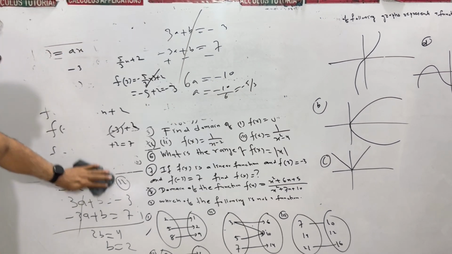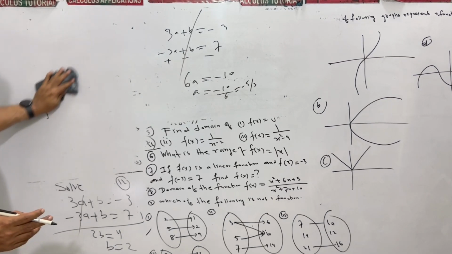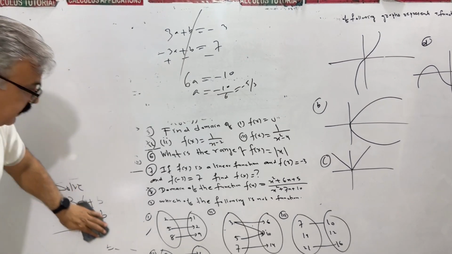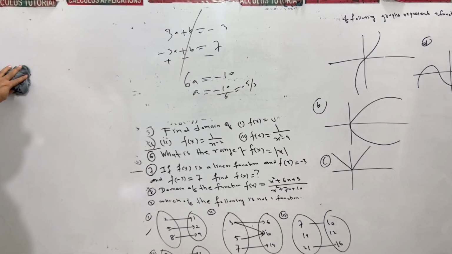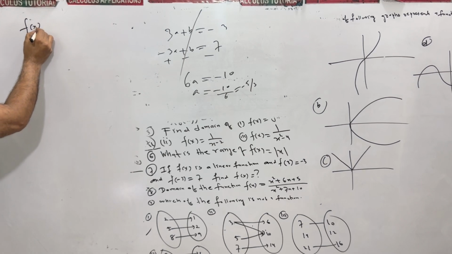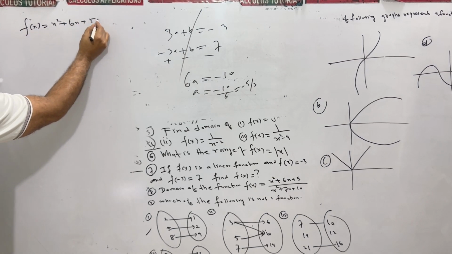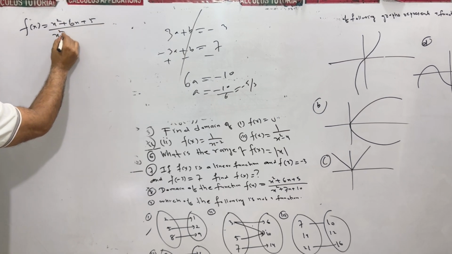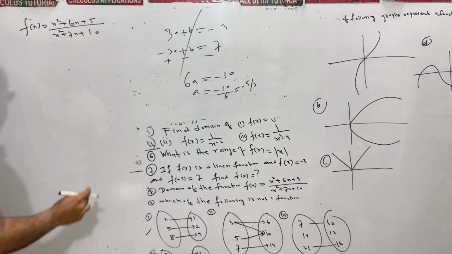Okay. Now we have given a proper rational function. Numerator is quadratic as well as denominator is quadratic, and we are asked to find the domain of the function. f of x is equal to x square plus 6x plus 5 over x square plus 7x plus 10. Okay.